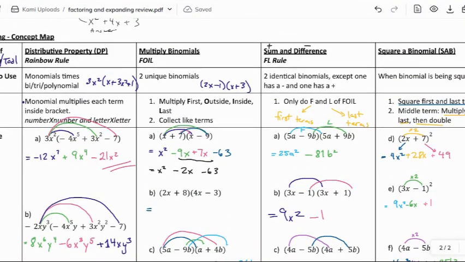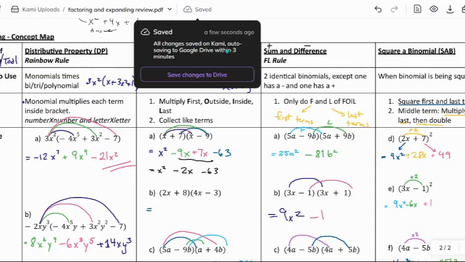Okay. Let's go to, I think, do you want to do factoring today? Yeah, let's do factoring.